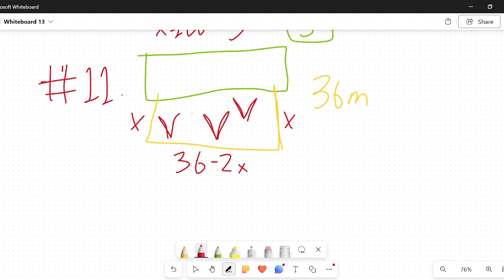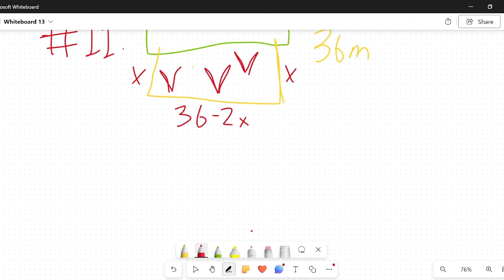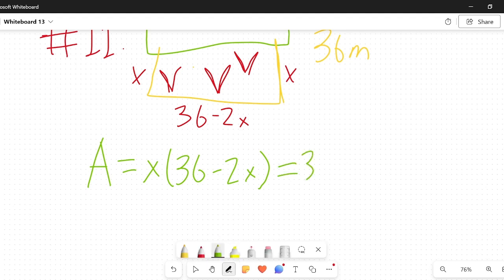So what we want is to find the absolute maximum of the following function. Y, the area, is going to be equal to this first side multiplied by the second side, x times (36 minus 2x). If we simplify this, we get 36x minus 2x squared.